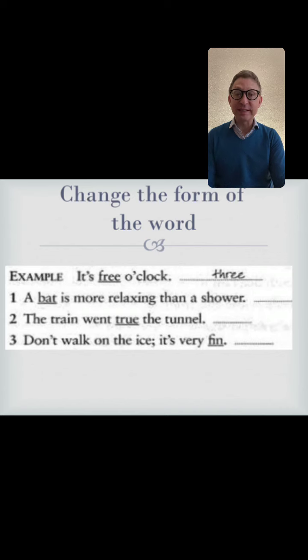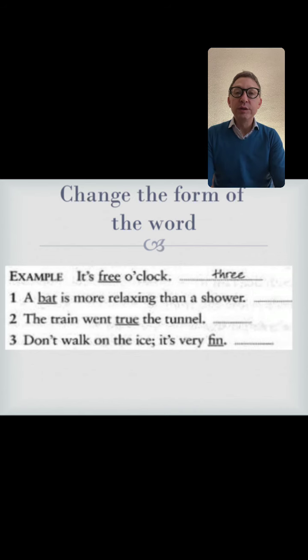Next, I'll read it as it is. The train went through the tunnel. What's the correct word? Through. THROUGH. Through the tunnel. The train went through the tunnel.